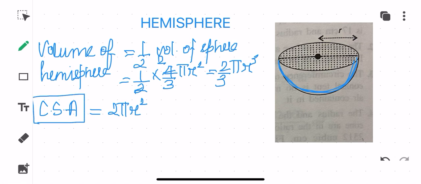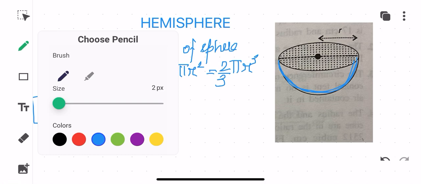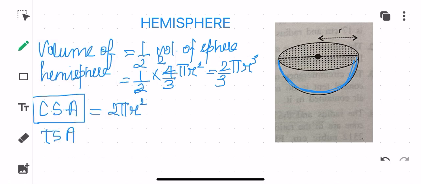Now here, children, we will be looking into a new thing, that is total surface area. Why do we have to talk about total surface area in this figure, children? Because this is my curved surface area, but this is also an area which is external, which we are able to see. So this external area will include CSA plus area of the circle, because on the top you are having a circle.